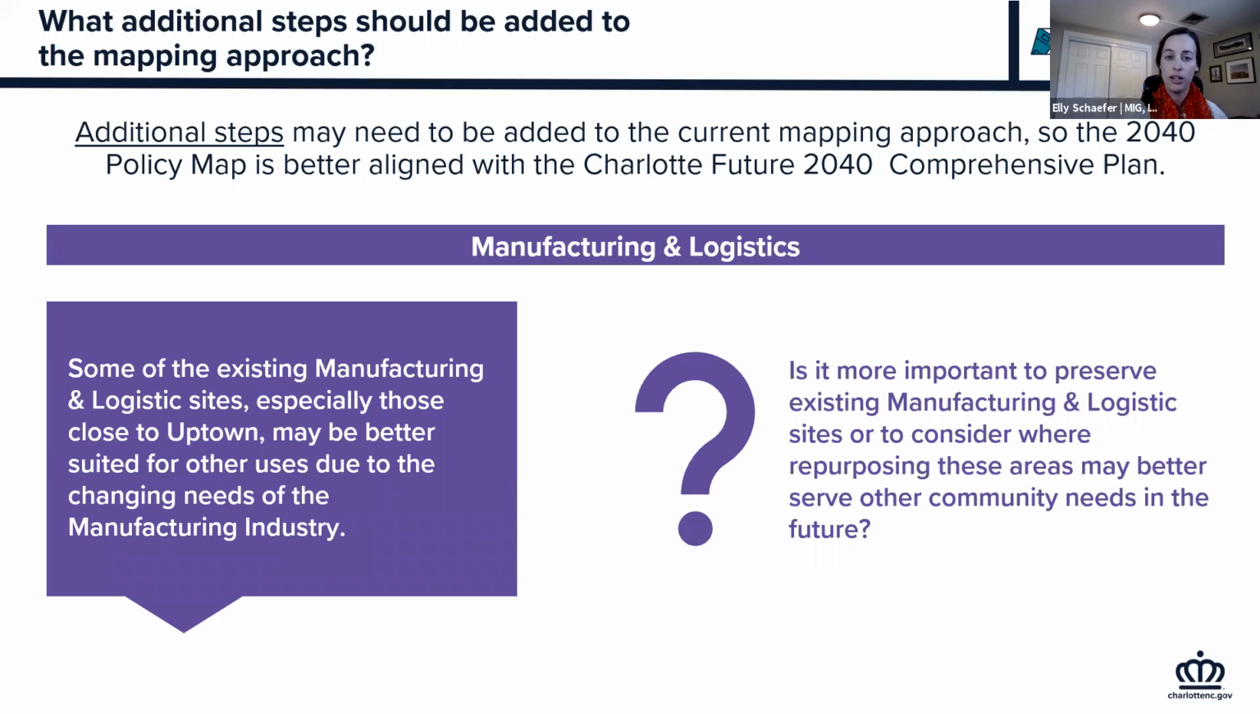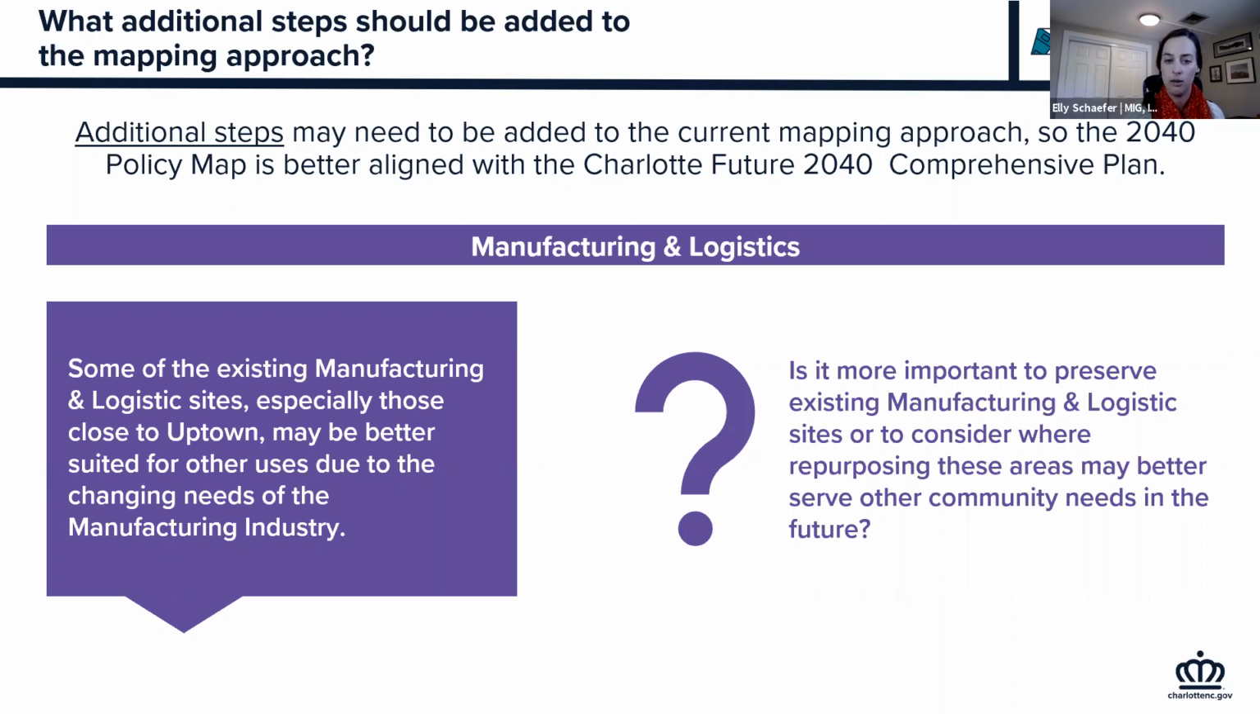We recognize that the current mapping approach is just a starting point. We might need to add some additional steps to better align the map with the comprehensive plan. So we want to share a few suggestions that we have for additional steps, and see if you agree or not with those suggestions. The additional steps that we've heard from our interdepartmental stakeholders are related to 3 of the 10 place types.